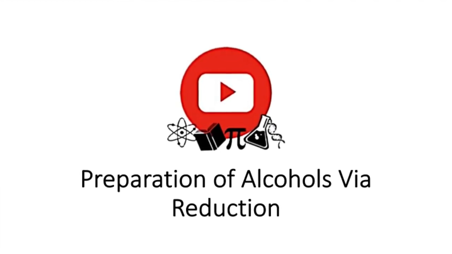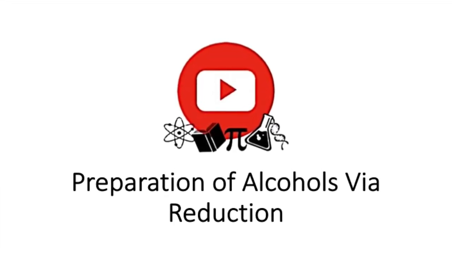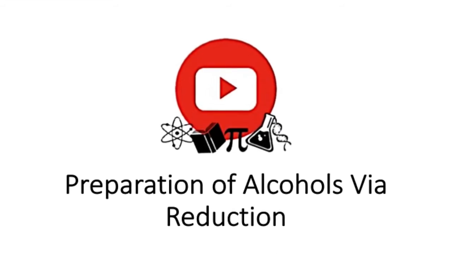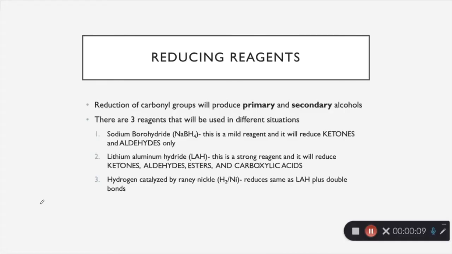All right, in this video, we're going to be talking about how to prepare alcohols via reduction reactions. So, we are going to be reducing carbonyl groups, and that will produce primary and secondary alcohols. So, if you have a reducing reagent, you will produce either a primary or a secondary alcohol. There are three main reagents that will do this, and they will be used in different situations.